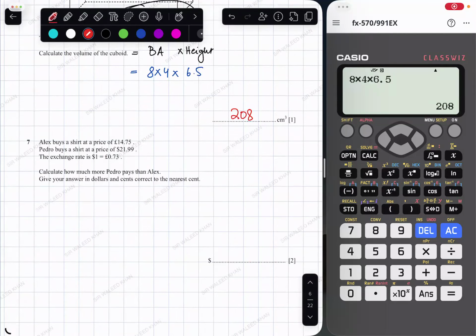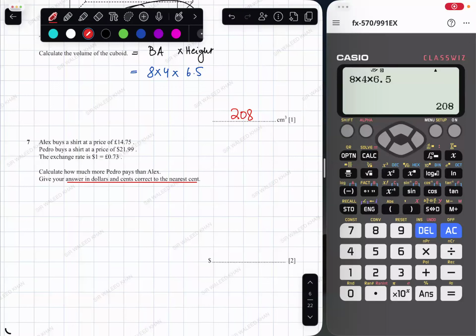Pedro buys a shirt at a price of this much. The exchange rate is given. Calculate how much more Pedro pays than Alex. And give your answer. Do not forget about this: if you do, 1 mark will be deducted. Give your answer in dollars and cents, correct to the nearest cent.